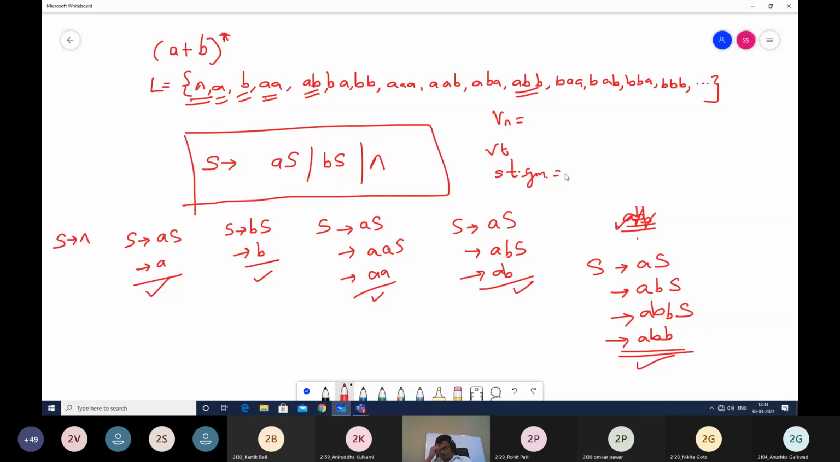Roll number 48, Mudassir. Yes, sir. What is type 3 grammar? Regular grammar. What are the conditions for regular grammar? Alpha belongs to non-terminal values, and beta belongs to terminal as well as non-terminal, and beta also belongs to only terminal. Okay. Very good.